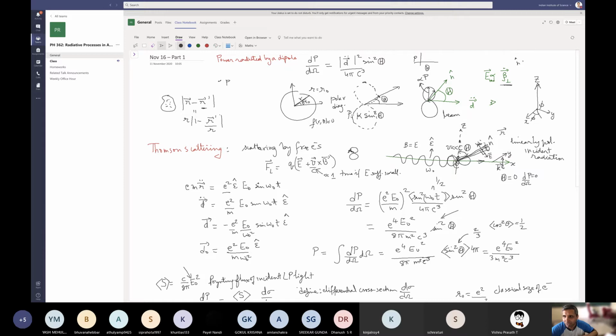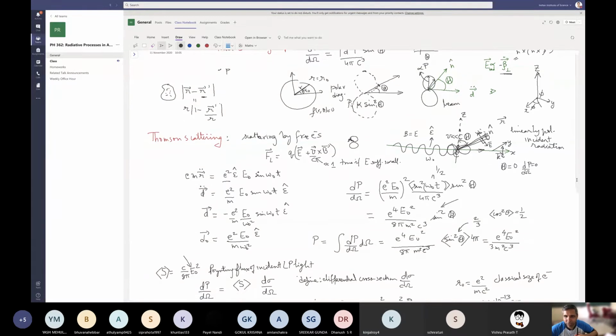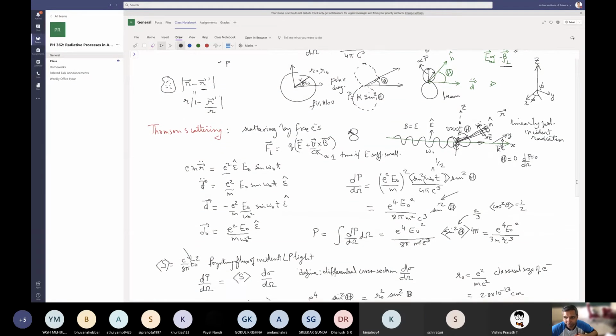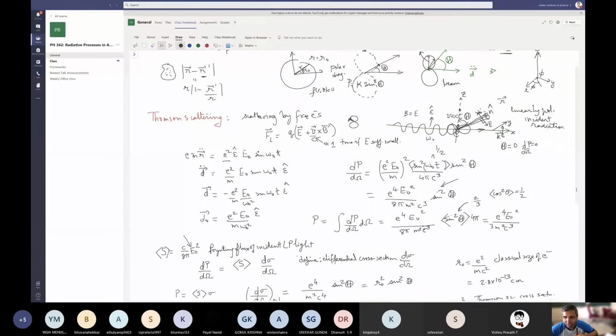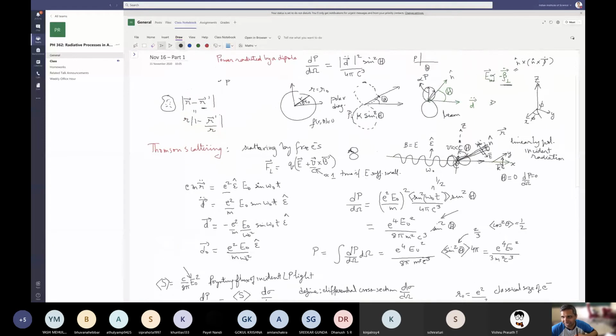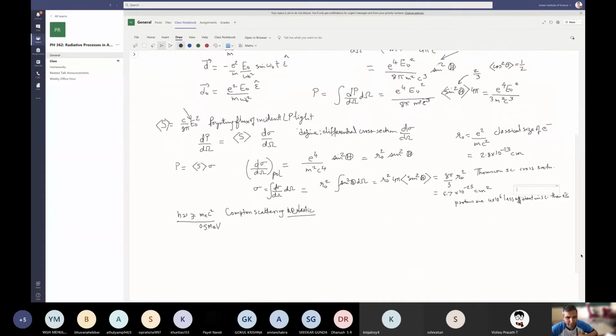If you recall, this actually comes from this, right? N hat cross beta dot, and this is nothing but this. You have to look up a little bit and imagine a little bit, but fundamentally this is the formula that we're using for the radiation electric field.